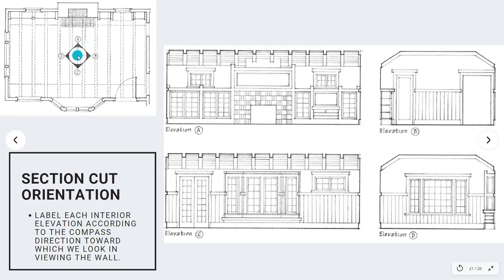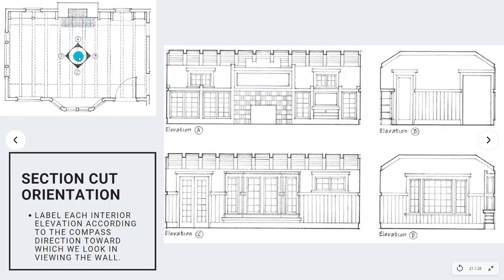Then for elevation A, we are looking in this direction, A. This direction is toward A. Then we can see the elevation. So you can see the windows, the fireplace, and another window. So that is elevation A.